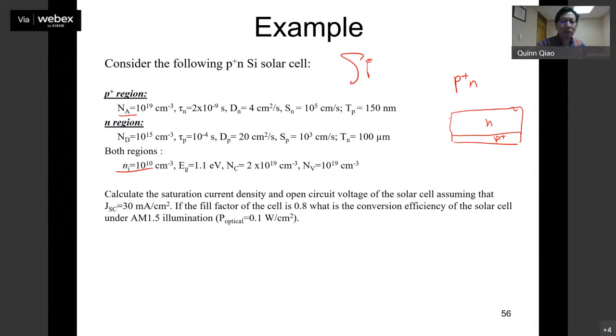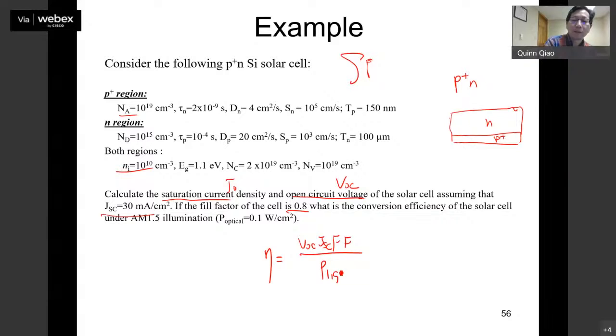Now the question asks you to calculate the saturation current density, that's basically J0, right? Then the open circuit voltage, we'll see, okay? For solar cells, you assume the JSC is this, and they also tell you a fill factor, and then ask you for the efficiency. If you want to calculate efficiency, you know that efficiency equals VOC times JSC times fill factor, divided by P in, right?